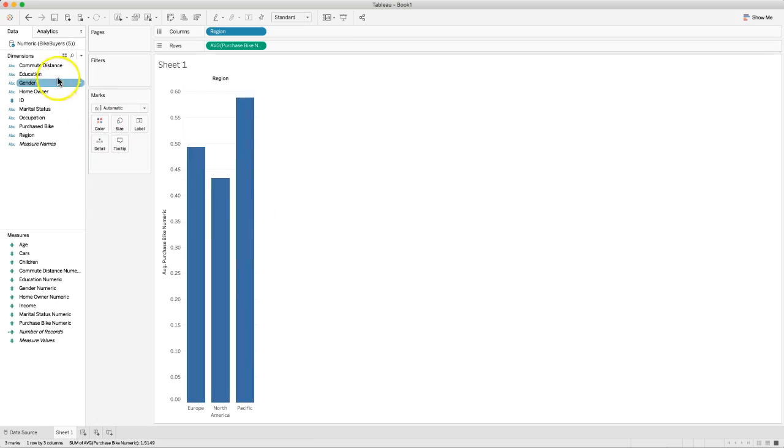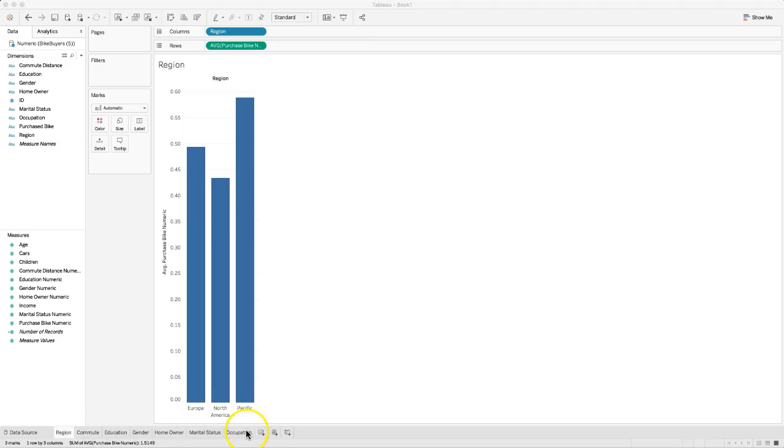So let's do this for each categorical dimension, and then let's switch over to the measures, each pair of variables where the other variable besides purchase bike is numeric and not categorical. So pause the video and go ahead and make a visualization for each one of these, and let's interpret all of them.